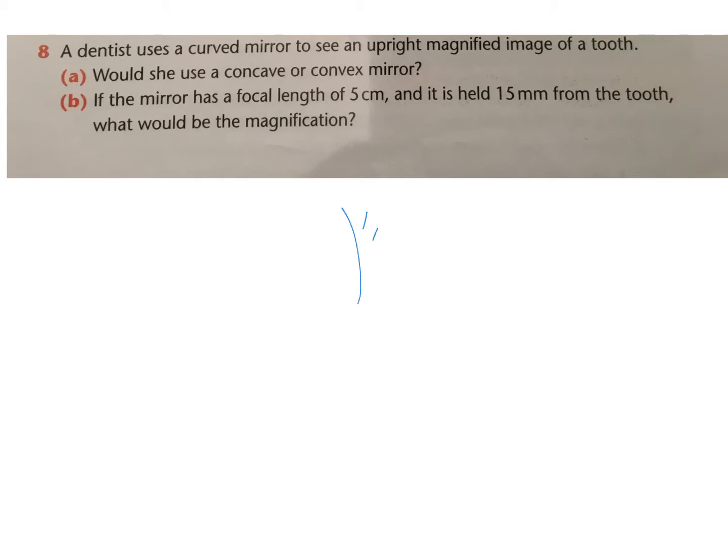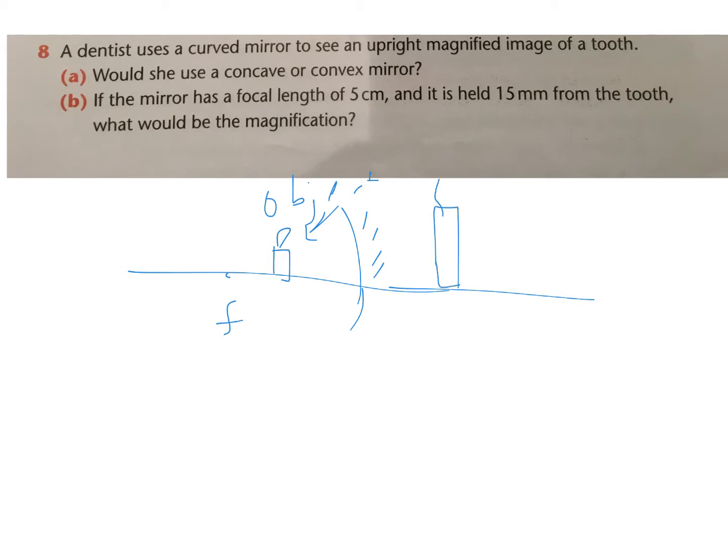So what that would look like is we'd have a concave mirror like this, and the object would be inside the focal point. So this will give us an upright image and a magnified image. If we used a convex mirror, we would get an upright image, but we would get a diminished image too.